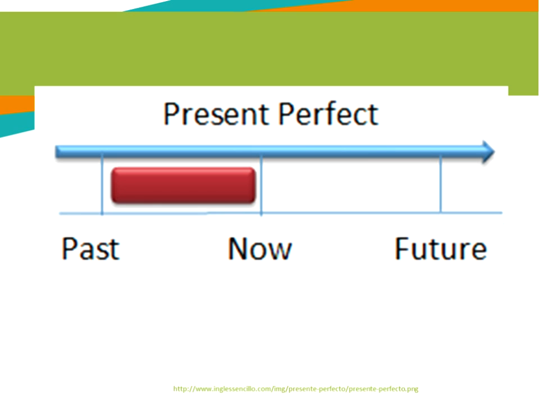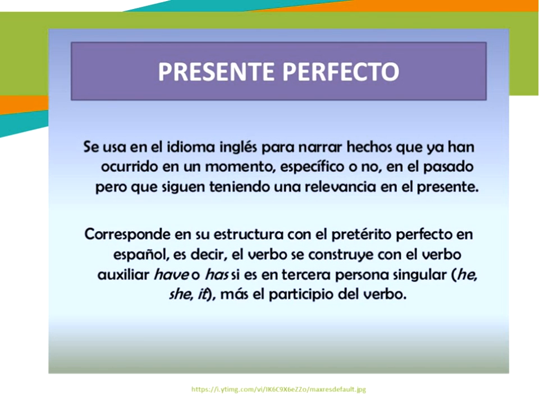So, in other words, the present perfect is an activity that, notice, happens in the past and continues. It continues because it's not finished, but it began in the past, and it has a strong connection with this moment. So the present perfect is used in English to talk about events that happened at a specific moment or not in the past, but they have a relevance in this moment. It corresponds to the pretérito perfecto in Spanish.